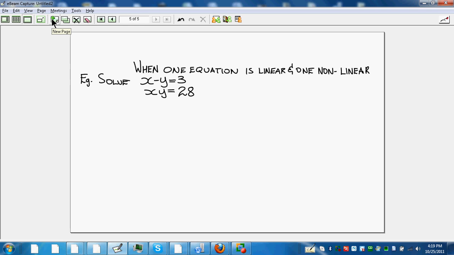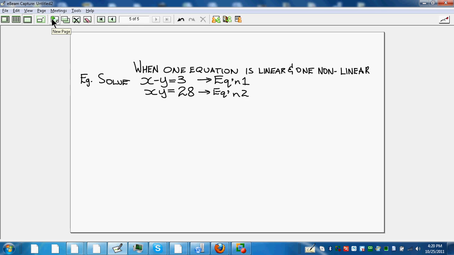Okay? Now, in this case, what we do is we express x in terms of y in one of the equations, or from one of the equations. So we will take equation 1 and express x in terms of y. Okay, so let's label it up first. So we'll call this one equation 1 and we call this one equation 2.